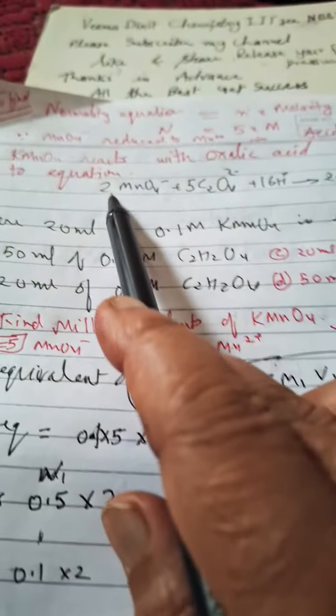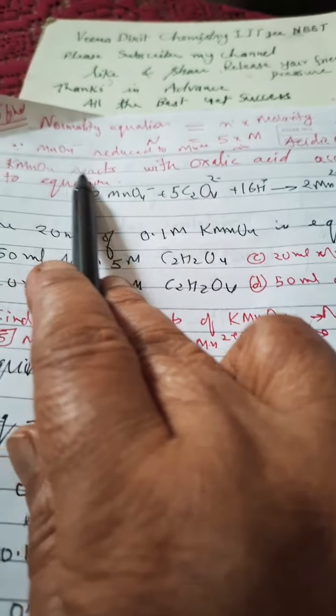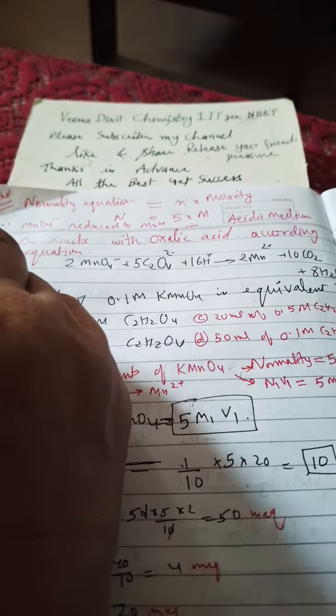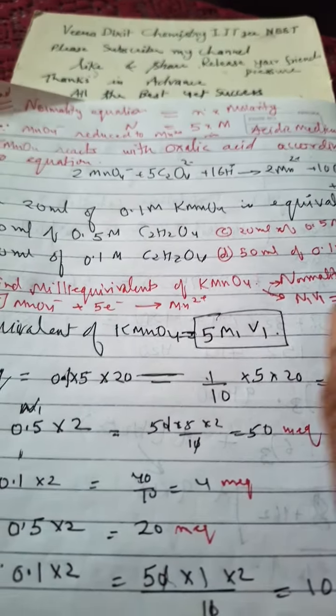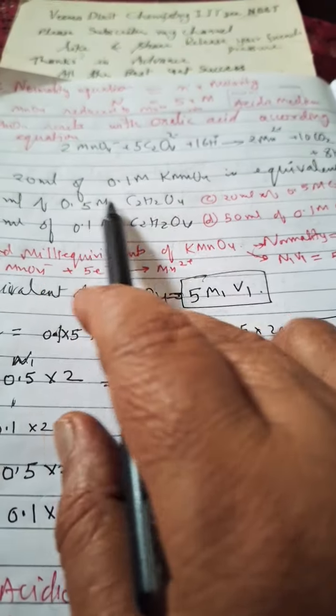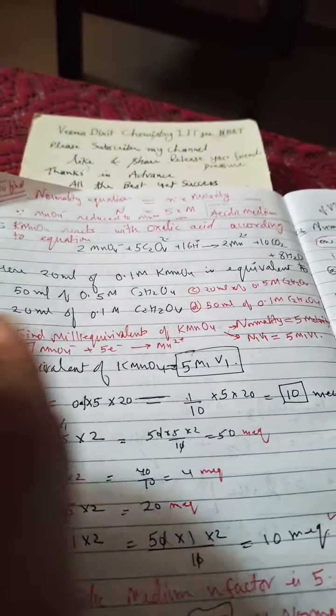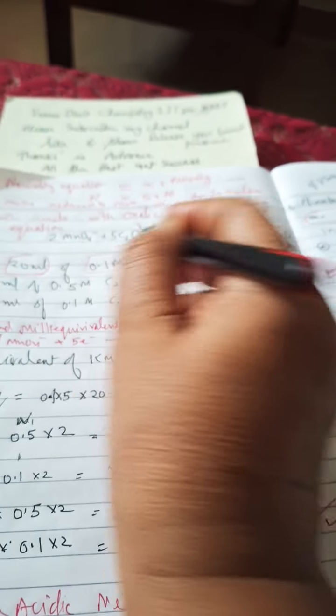See here, now they have given this KMnO4 reacts with oxalic acid. So write down this equation. Now 20 ml of 0.1 M KMnO4 is equivalent to, options are given to you. So what we will do, we will select the data from here. It is 20 ml and here 0.1 M.